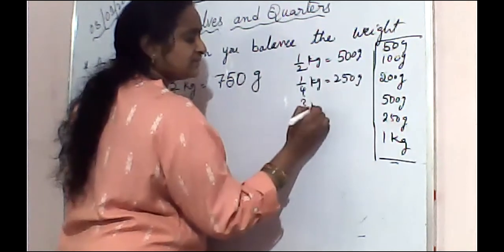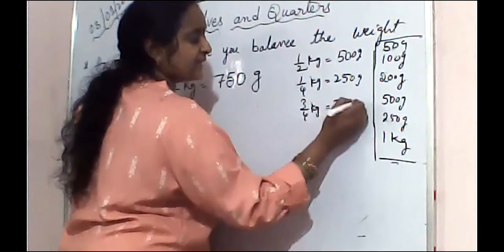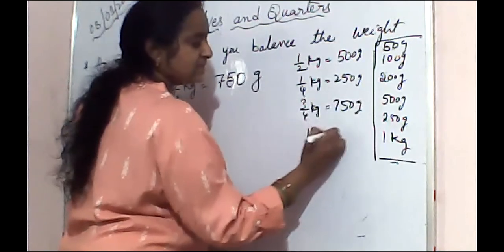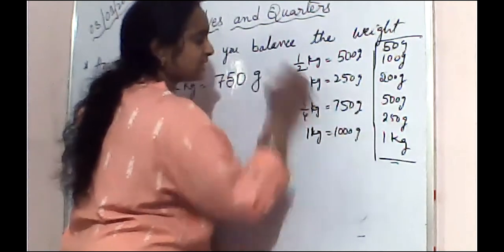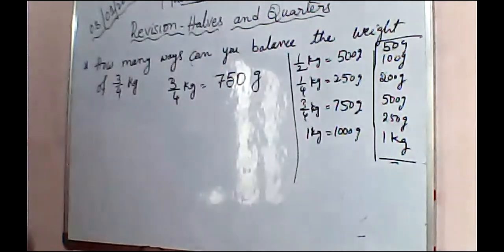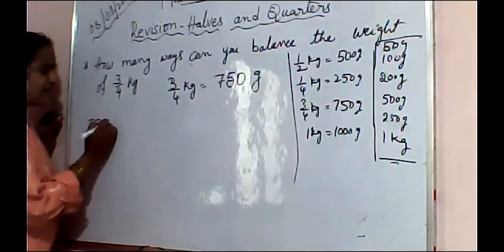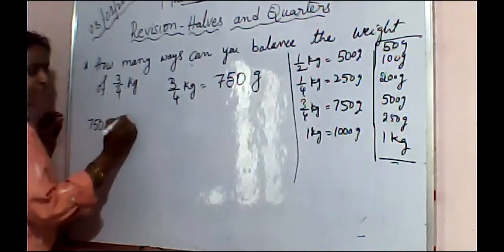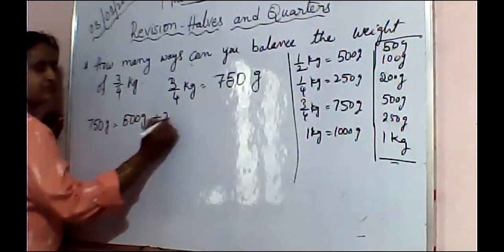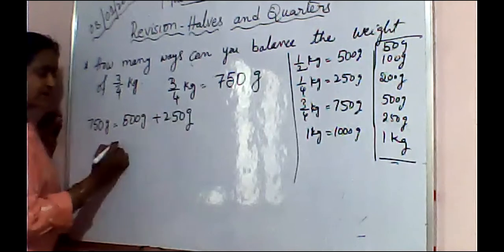3/4 means 750 grams. 1000 grams is the whole. So 3/4 kg means 750 grams. How many ways can you write it? 500 grams plus 250 grams. Very good.